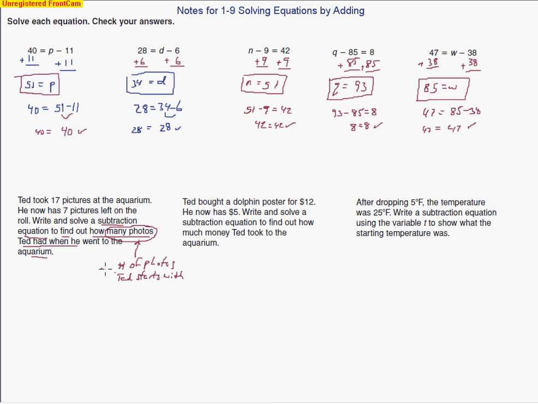So let's assign a variable for that. They don't say what variable to use, so let's just go ahead and use n. n equals the number of photos Ted starts with. So that's what we're going to start with, n.